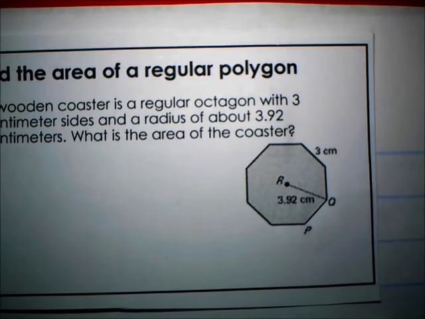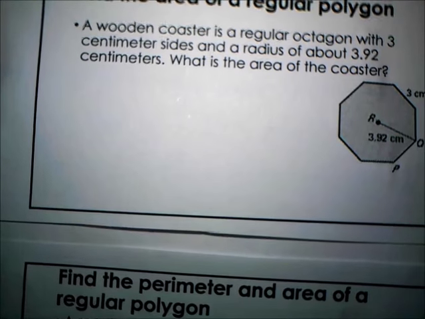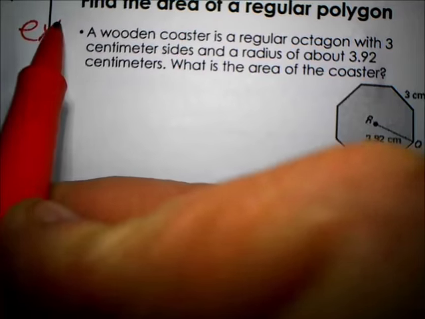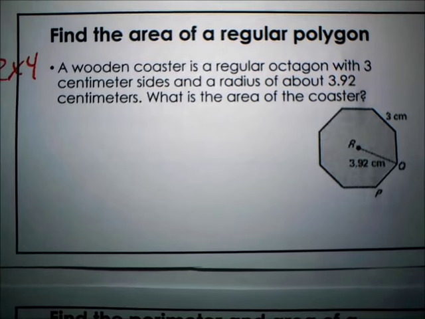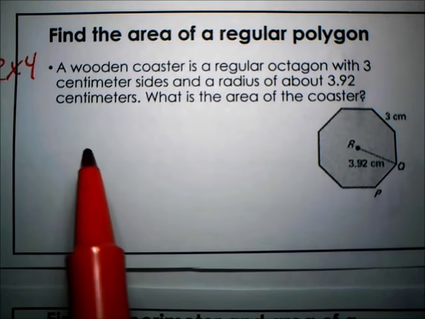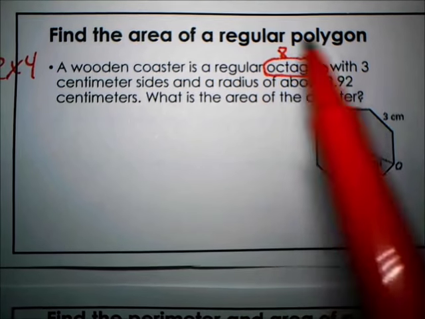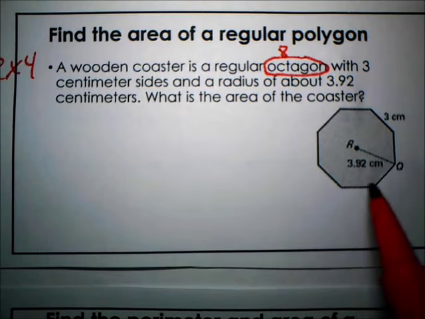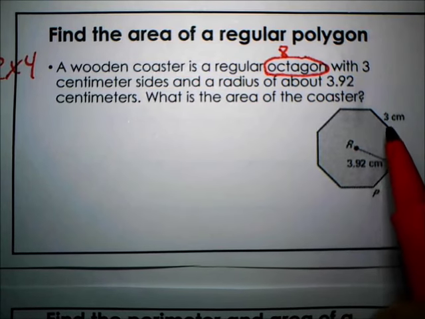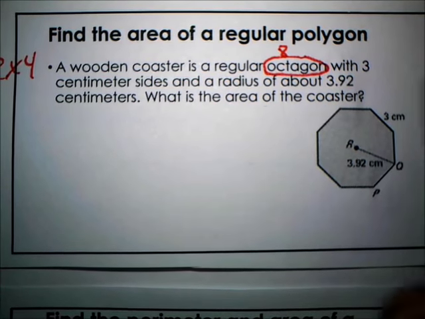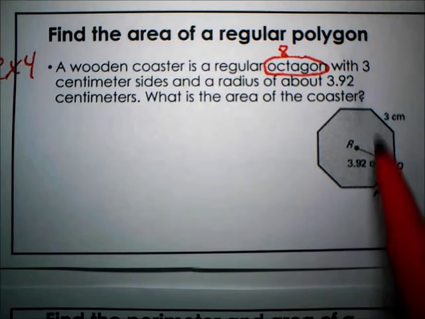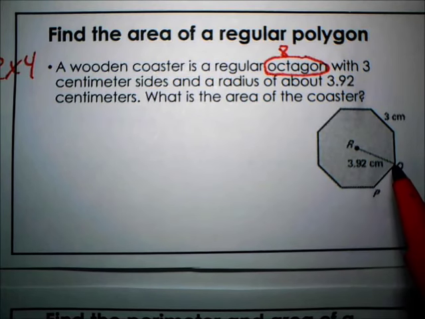I'm on page 65 now. This will be example 4. It says, okay, I have a wooden coaster. It is a regular octagon. Octagon means it has 8 sides with 3 centimeters on that side. And there's a little symbol there saying that it's 3 centimeters. It also tells me that the radius is about 3.92, which they have also drawn on the picture.